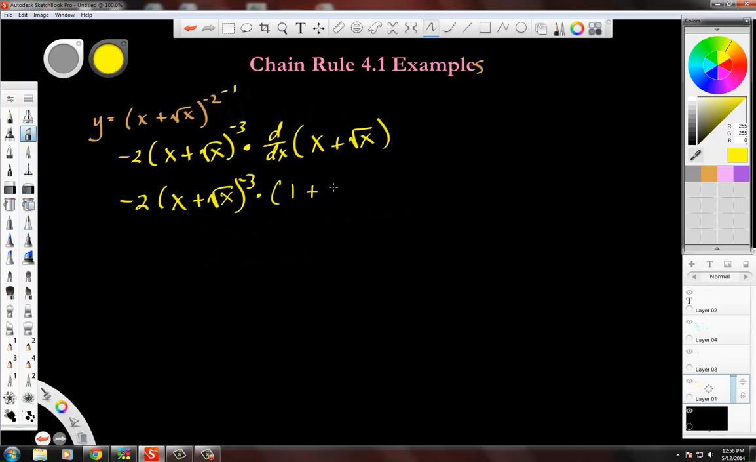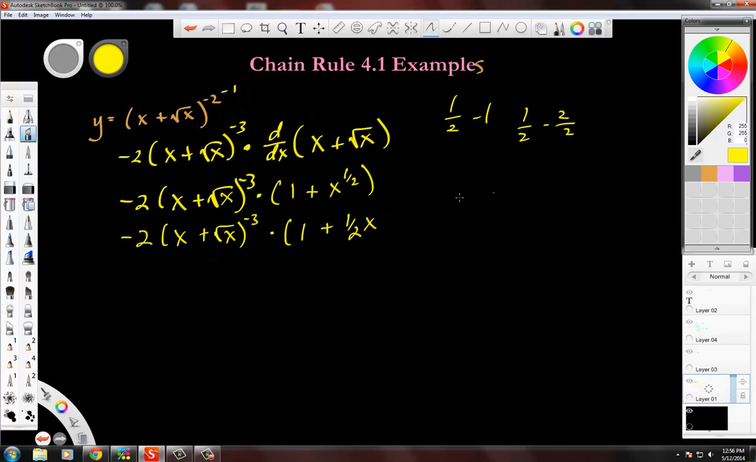Okay, now the derivative of x is 1, and the derivative of this, I probably should write this as x to the 1/2 power here. And let's do this. As much as I don't want to write this one more time, I'm going to. Times 1 plus, and this would be 1/2 x to the 1/2 minus 1 power. Now 1/2 minus 1 is the same as 1/2 minus 2 over 2, which is negative 1/2.